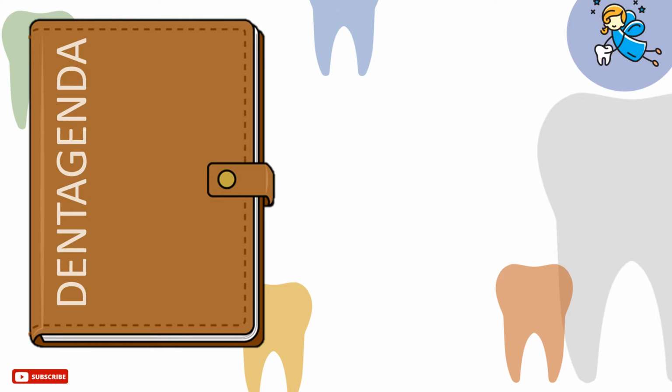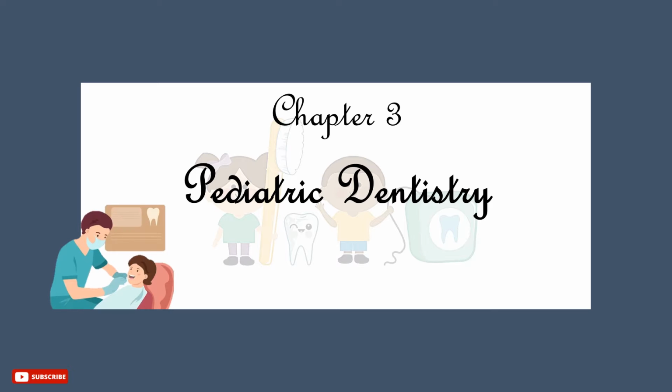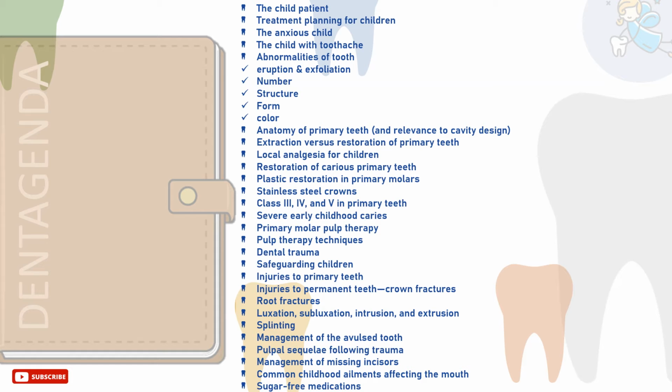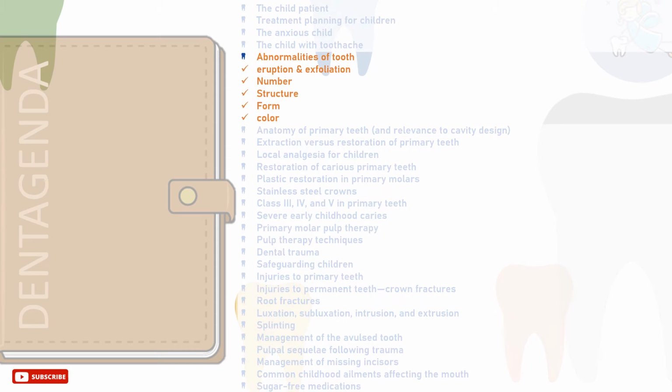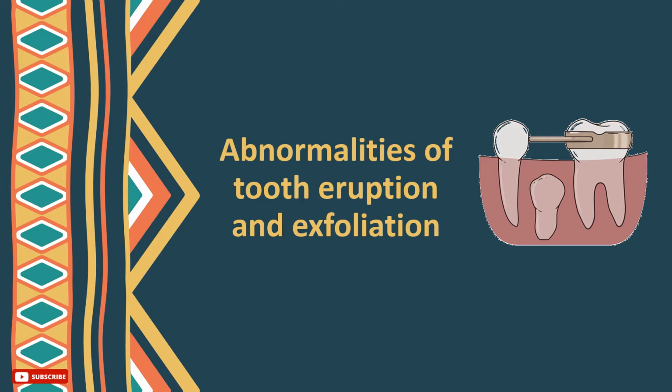Welcome back to DENTAGENDA. This is Chapter 3, Pediatric Dentistry. These are the points included in this chapter video series, and in this tutorial we will discuss abnormalities of teeth regarding eruption and exfoliation, number, structure, form, and color. Starting with abnormalities of tooth eruption and exfoliation.